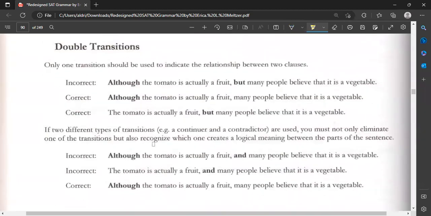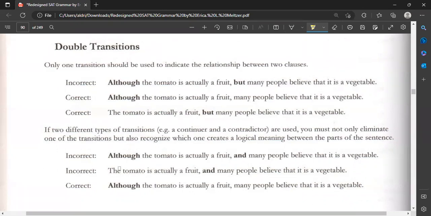Okay, let's look at double transitions. So when we're looking at a relationship between two clauses, we should only use one transition. We can't use double transitions. What does this mean? Although the tomato is actually a fruit, but many people believe that it is a vegetable. We can use although, we can use but however, we can't use although and but in the same sentence because one of them is already indicating a contradicting transition. There's no point of us using both.